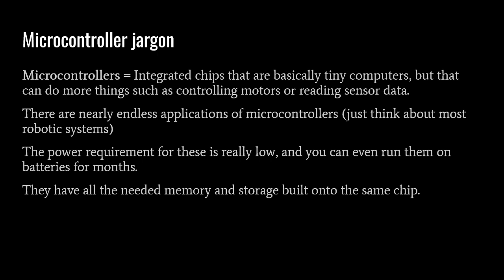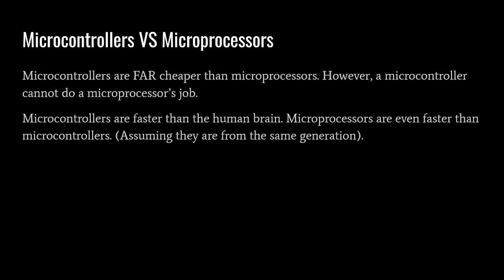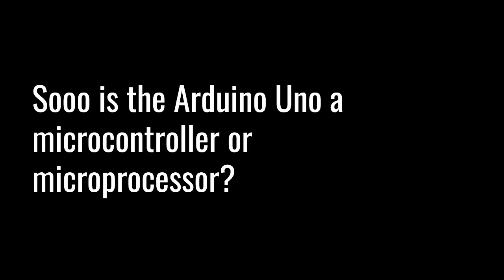Right. So there are a lot of different applications of microcontrollers. Literally any robotic system uses a microcontroller to function. The power requirements for these are very, very low, and you can run them on batteries for months. They have all the needed memory and storage built onto the same chip. So you can think of it like a regular computer lah. Right. So microcontrollers and processors, again, controllers are just cheaper and a controller can't do what a processor does. However, controllers are faster than the human brain and microprocessors are even faster than that, assuming they're from the same generation. Okay, so Arduino Uno, is it a microcontroller or a microprocessor?